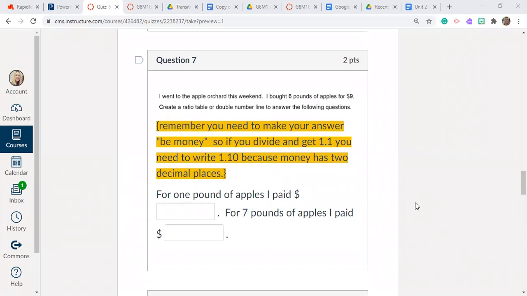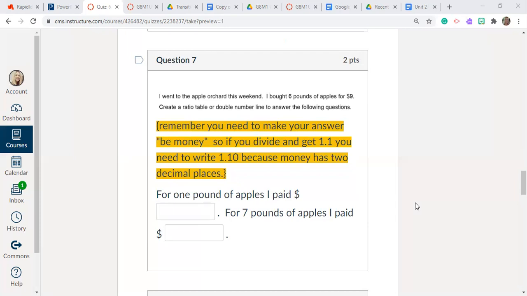Question number 7. I went to the apple orchard this weekend. I bought 6 pounds of apples for $9. Create a ratio table or double number line to answer the following questions. Remember, you need to make your answer be money. So if you get the answer 1.1, you need to write $1.10 because money has two places after the decimal.